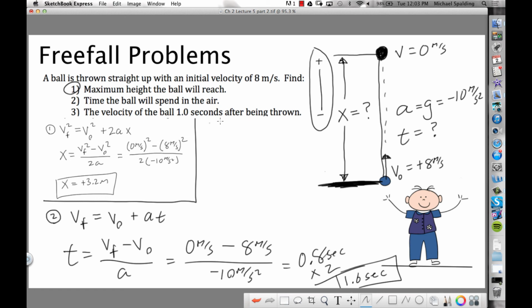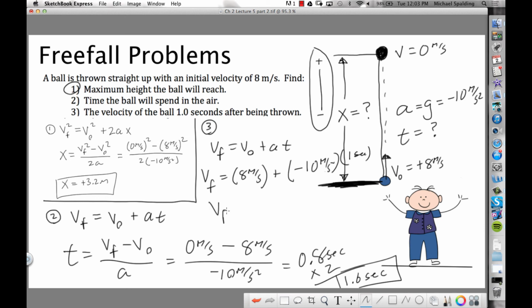And then the third question, what's the velocity 1 second after being thrown? We go V final equals V initial plus AT. So V final equals V initial, which was 8, plus acceleration, negative 10 meters per second squared, times 1 second. This gives us a final velocity of negative 2. And then that negative means what? On its way down. It's coming back down.